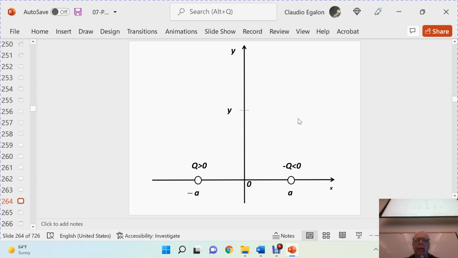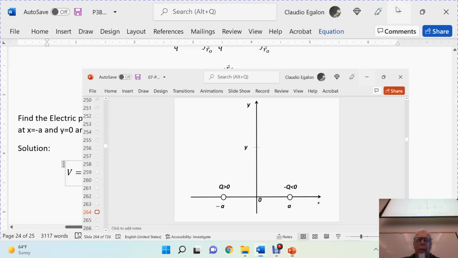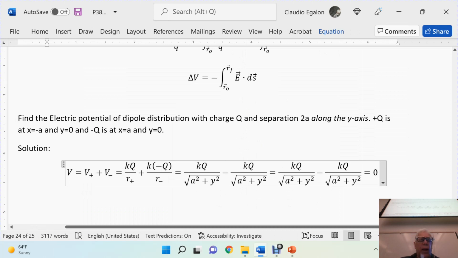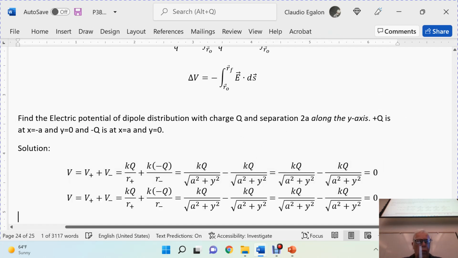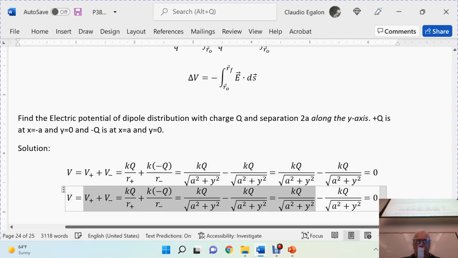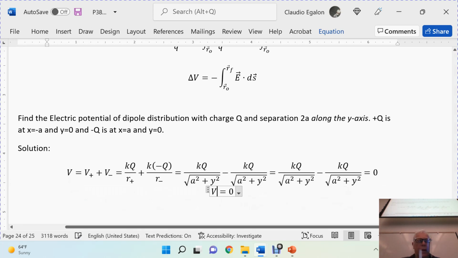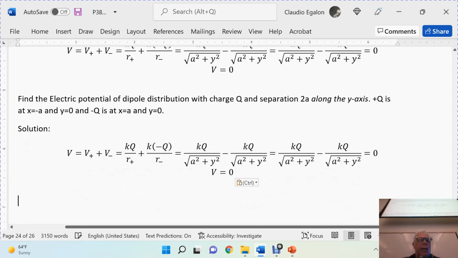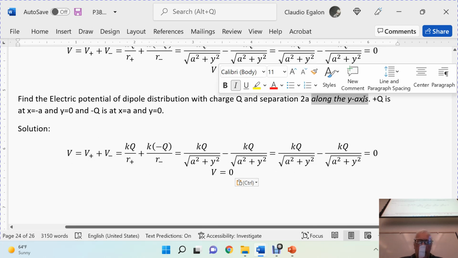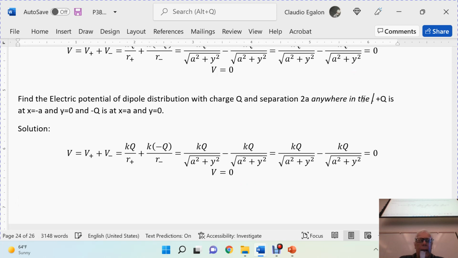Now, let's go ahead and do the most generic problem. Find the electric potential of the dipole distribution along the y-axis, right? So I'm going to write it down. V is equal to 0, and that's correct. There's nothing wrong about that. Now we are going to do something more generic. Now find the electric potential of dipole distribution, charge anywhere in the 2D space. Okay?